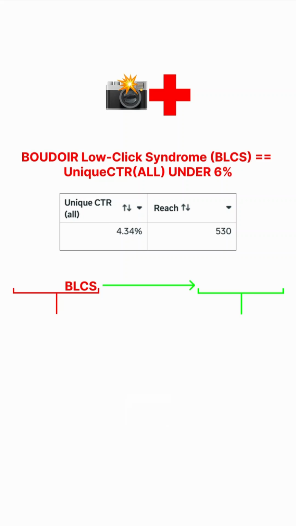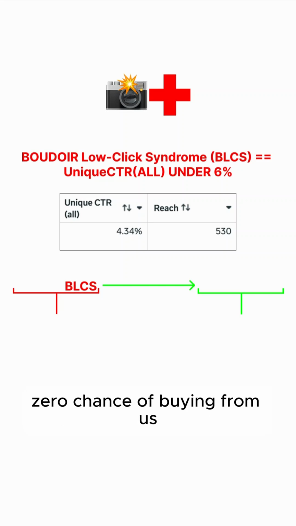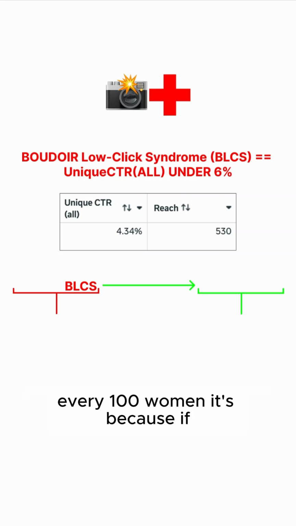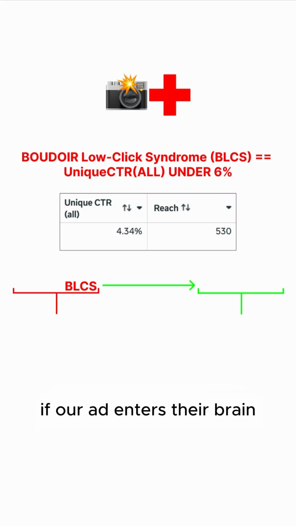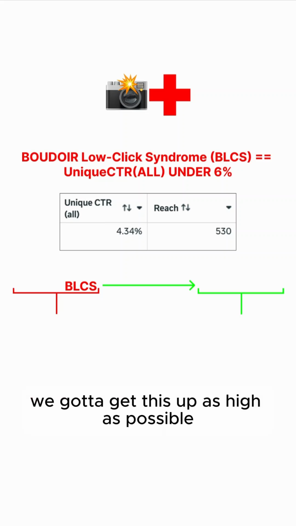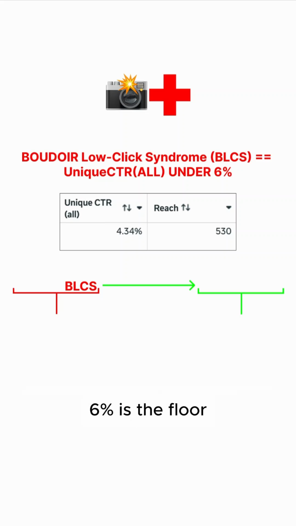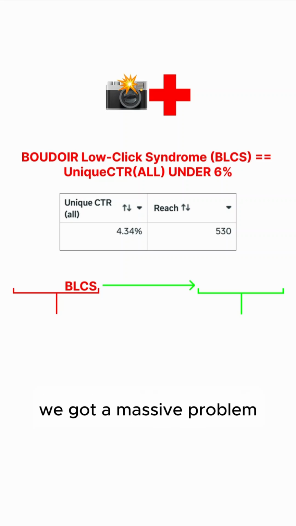And that means fewer than 6 out of every 100 women actually have a non-zero chance of buying from us, because the only way they have a chance of buying from us is if our ad enters their brain. So unique CTR is kind of the master metric, the leading metric. We gotta get this up as high as possible. 6% is the floor, that's the minimum. And if we're under 6%, we got a massive problem.